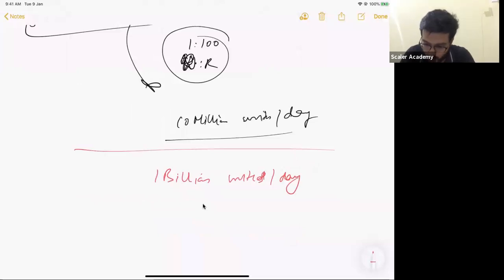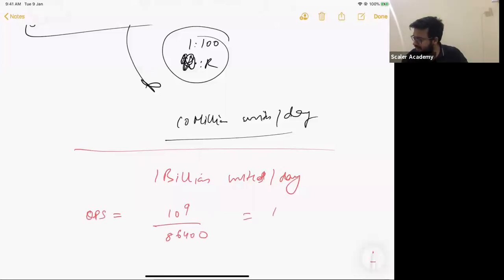Cool. Now, once you have this number, can we actually figure out the QPS? Or first of all, should we actually figure out the QPS? Yes, we must. Whenever you have queries, as discussed in the previous classes, you always talk about queries per second. So here, I would try to figure out the QPS. For that, what would I do? I would take 1 billion divided by the number of seconds that I have per day. Okay. Can somebody solve this for me?